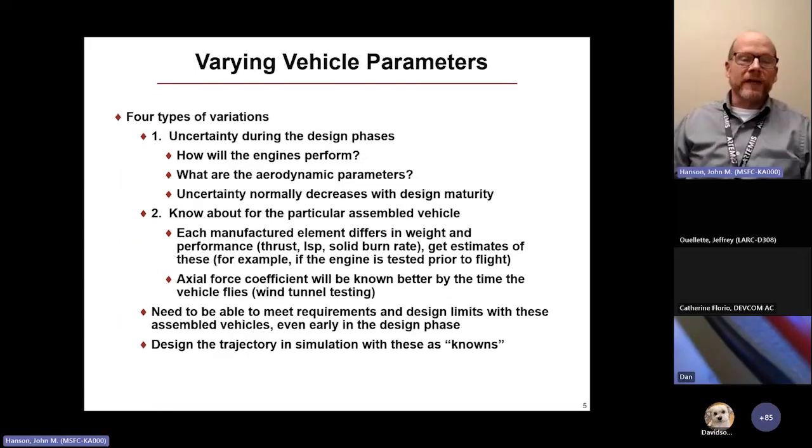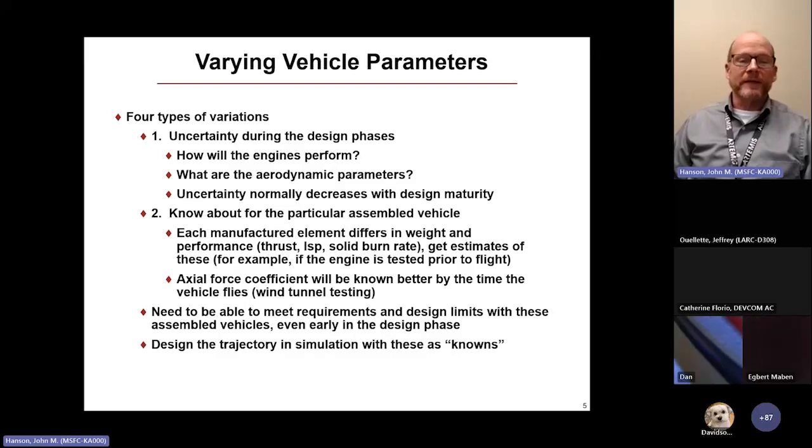So there's actually 4 types of variations that I'll discuss. First is the uncertainty during the design phases. How do the engines perform? What are the aerodynamic parameters? And as we mature the design, we typically understand these things better, so the uncertainty will decrease.